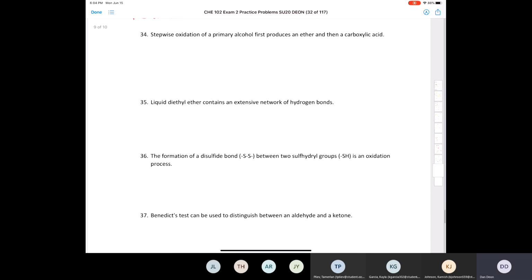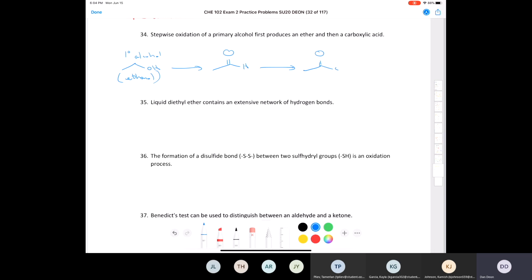The next one says stepwise oxidation of a primary alcohol first produces an ether and then a carboxylic acid. We looked at this earlier. We said if we take an alcohol, so this is a primary alcohol, ethanol, and this is just an example, we first oxidize that to an aldehyde, and then we oxidize it to a carboxylic acid. So this statement is false. You do not produce an ether first. First, you produce an aldehyde. And again, this is a reaction we've looked at several times this evening.